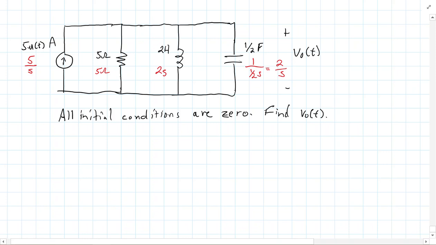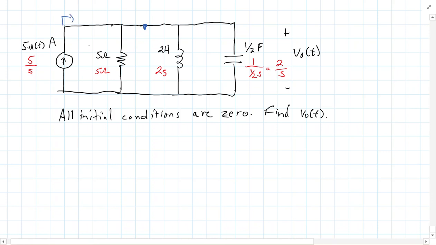And now there's several ways you could look at this. Honestly, and this is what we'll look at in a future video, you could just combine all of these things in parallel, because if you're looking for the voltage, we know the voltage of things in parallel is the same. So we could get an equivalent impedance, essentially, and that voltage would be the same, and then just multiply it by the 5 over s. But I'm going to go ahead and do a nodal analysis, just because that's what we're kind of used to being able to do here.